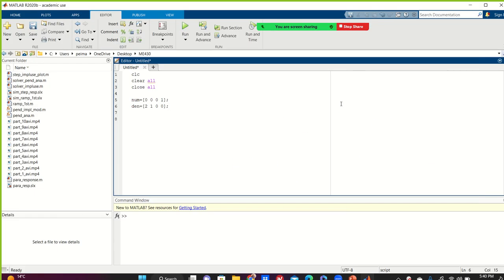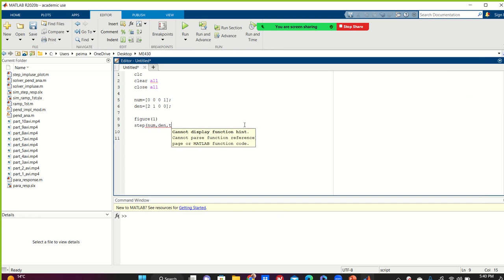Okay. So having that, I'm gonna say figure 1, I'm gonna say step, because I'm gonna use the step command. Num and den and time. So what time? I'm going to say time is from 0 to 15 seconds with steps of 0.01. And I'm going to define the input to the system. y is 0.5 t squared. That's right. This is the parabolic input.